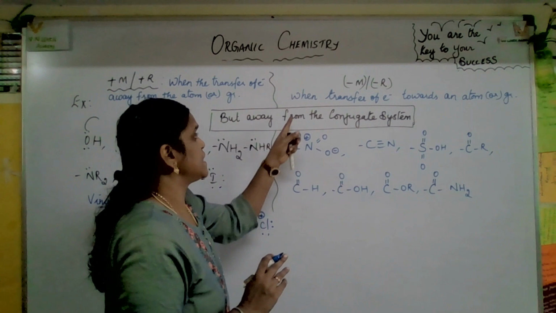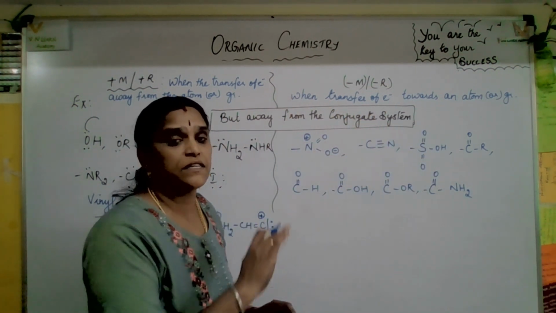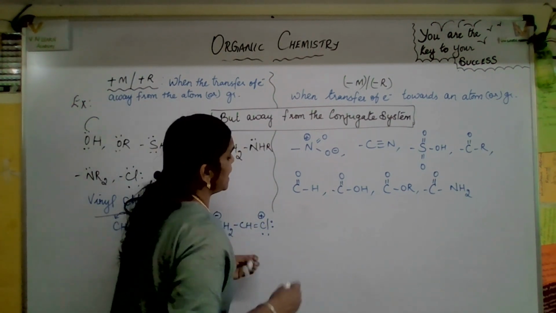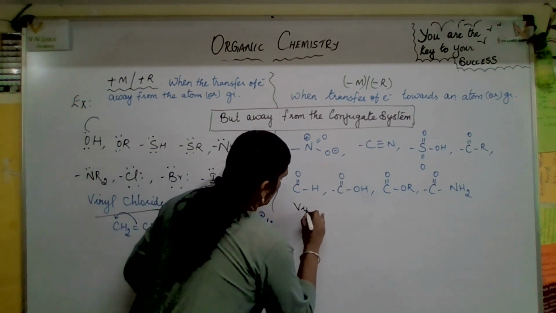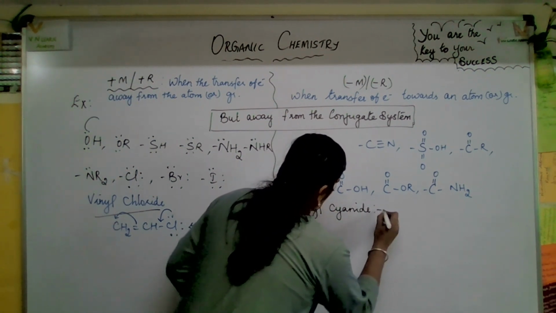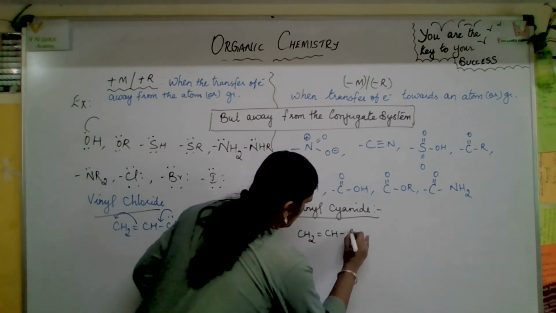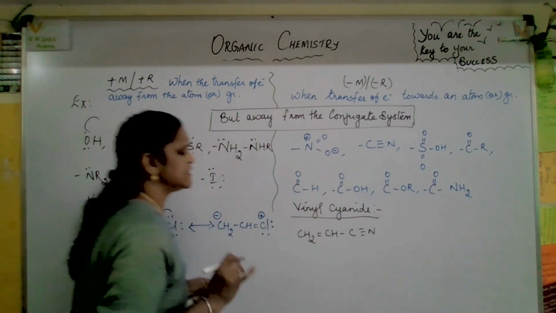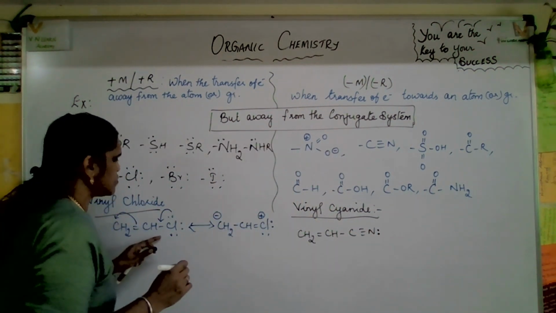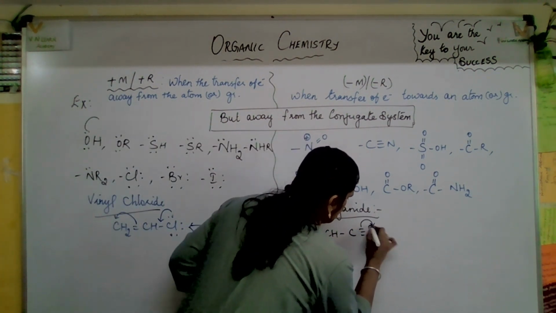What does the minus M effect say? When there is a transfer of electrons towards the atom or group, that is the minus M effect. Okay, we'll go for an example here: vinyl cyanide. So here it is CH2 double bond CH, single bond C, triple bond N, vinyl cyanide. Lone pair of electrons. Just the opposite: from lone pair of electrons to the double bond, here from triple bond to lone pair of electrons, here a minus charge will be formed.